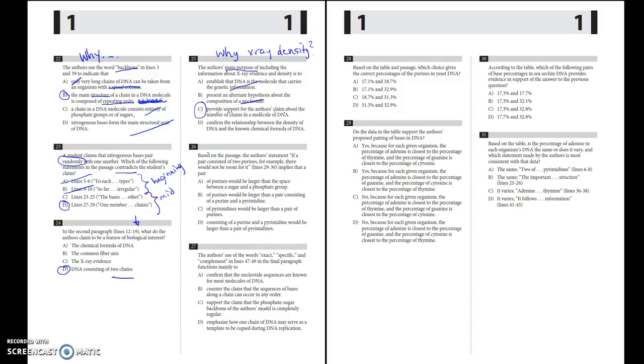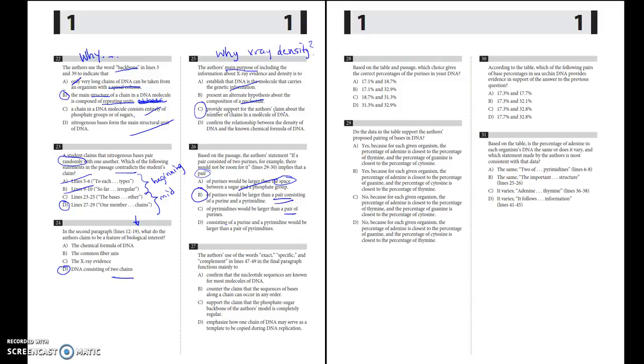Number 26 now. The author's statement, if a pair consisted of two purines, there would not be room, implies what about the pair? So what do we know about a pair of these molecules? A pair of purines would be larger than the space between a sugar and phosphate group. That doesn't make sense. The pair of purines would be larger than a pair consisting of a purine and a pyrimidine. Yeah, that's a better comparison. You can't compare a pair of purines to the space between a sugar and phosphate group. That doesn't make sense. That word space does not match with pair, but pair matches with pair.